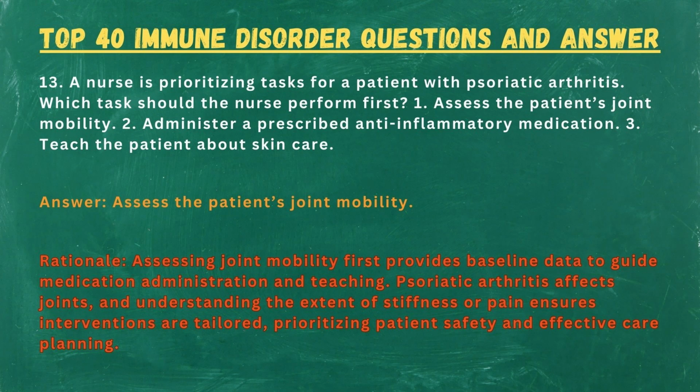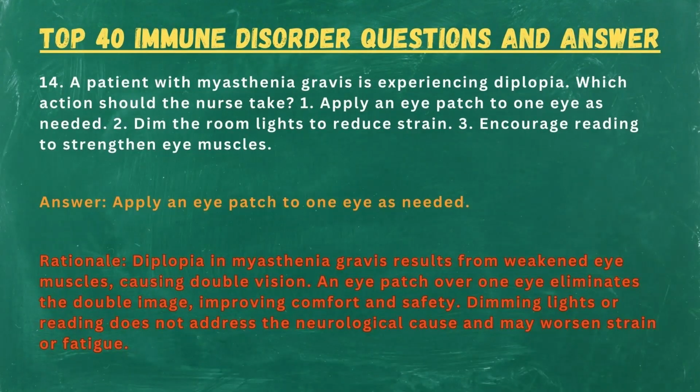Rationale. Assessing joint mobility first provides baseline data to guide medication administration and teaching. Psoriatic arthritis affects joints, and understanding the extent of stiffness or pain ensures interventions are tailored, prioritizing patient safety and effective care planning.